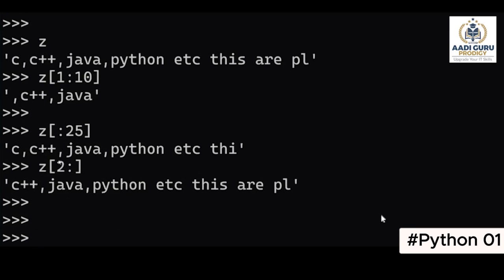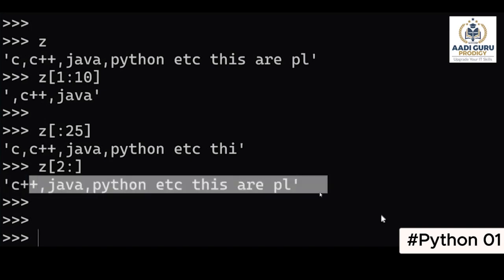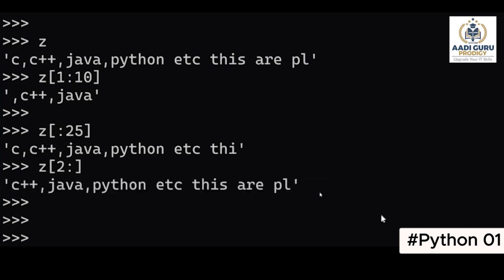See, no need to do rocket science here, right? You're not doing experiments. You're not inventing a new rocket. Simple, right? In this Z, from second, you're not mentioning the end. If you're not mentioning from where to start, then it will start from the beginning. So whenever you're not specifying, it will take from the beginning. In the ending also, if you're not mentioning, then it will take everything. Simple.